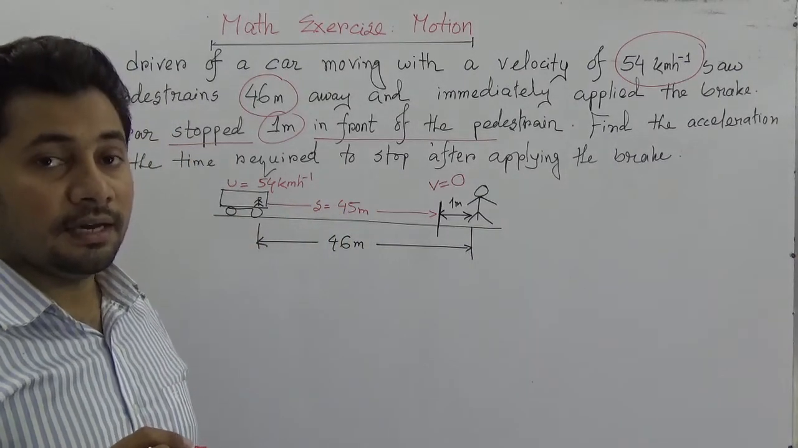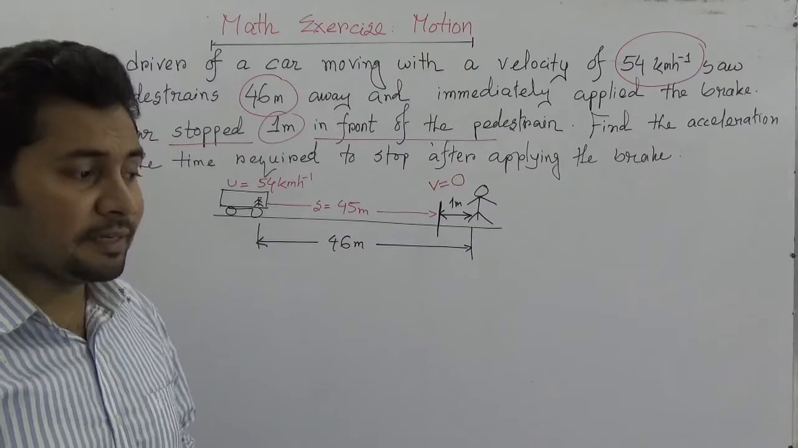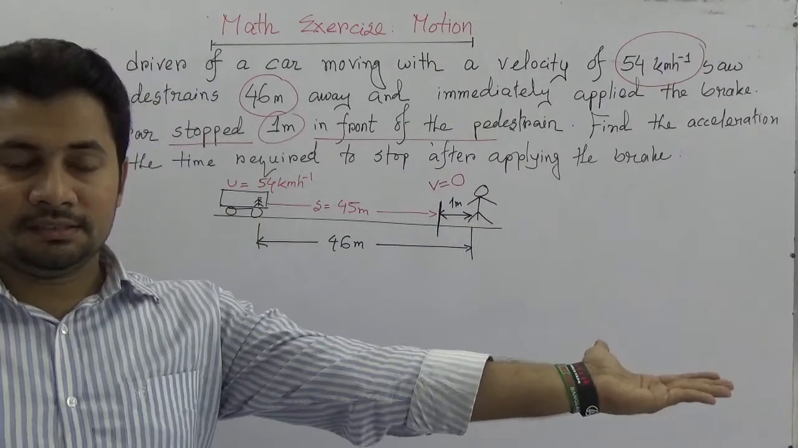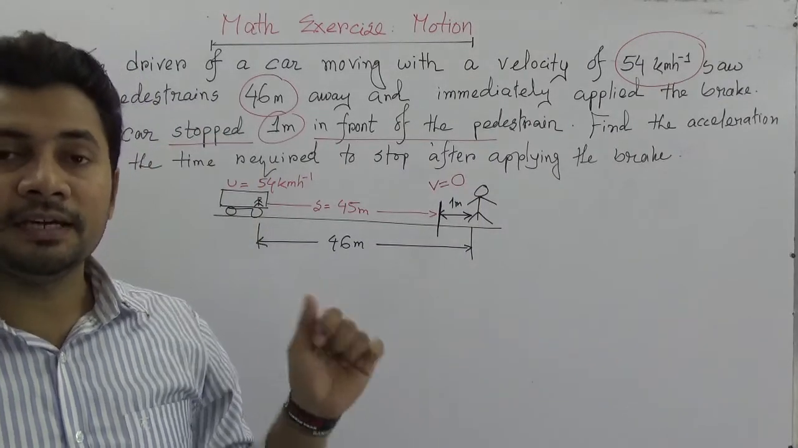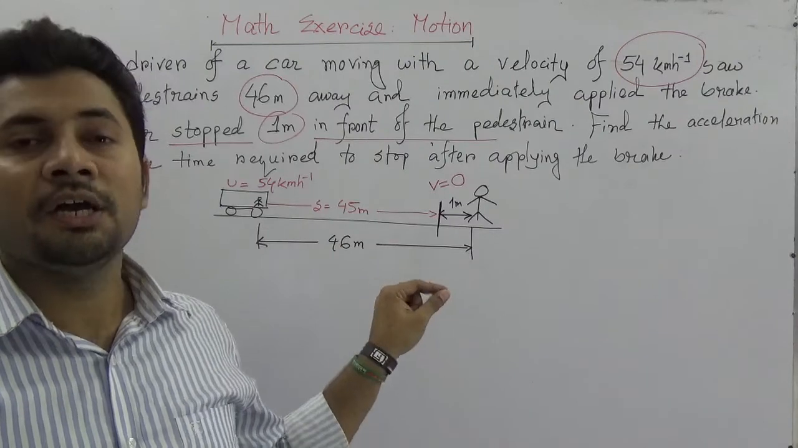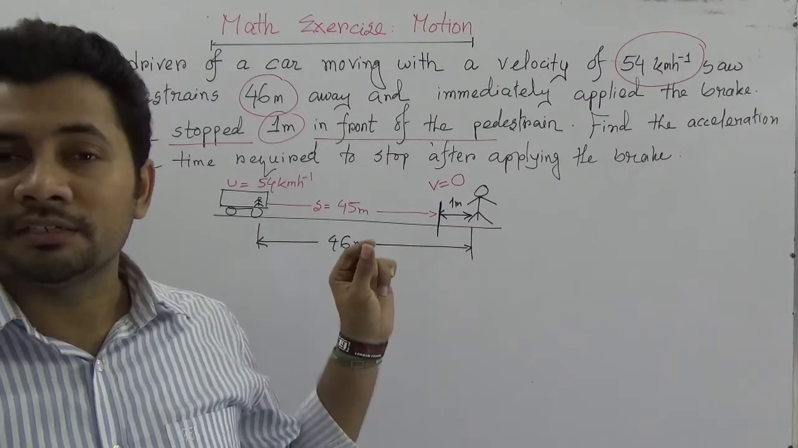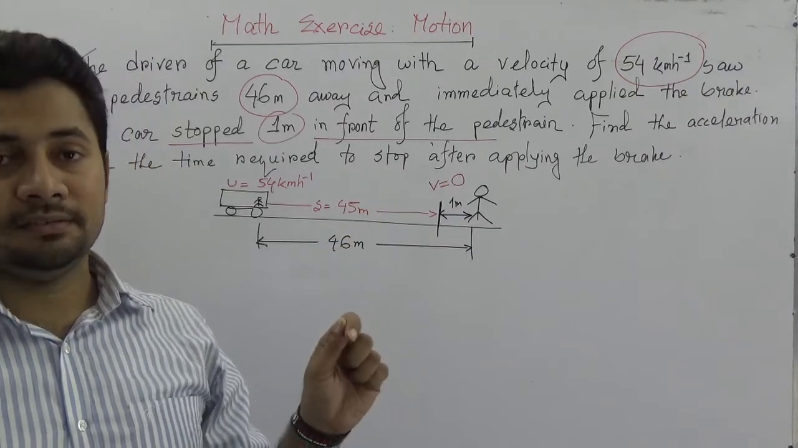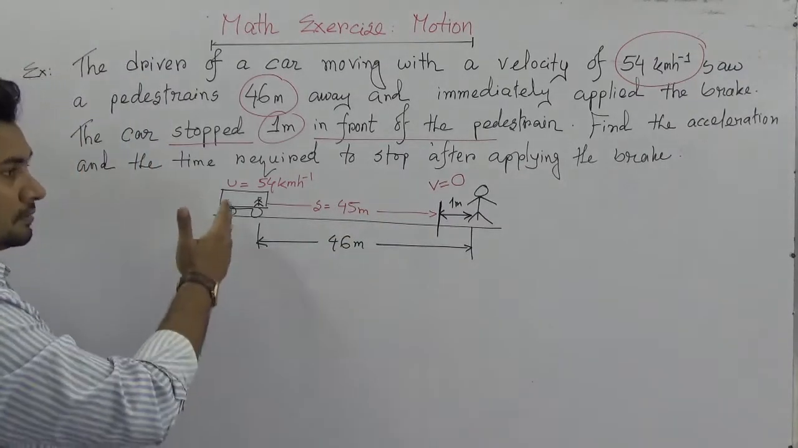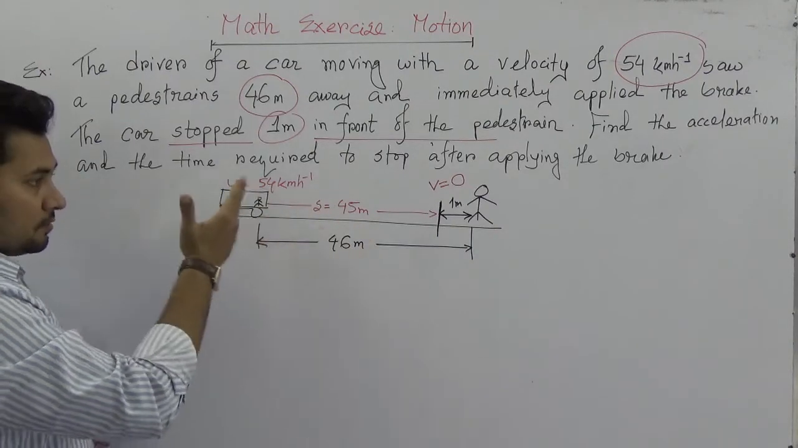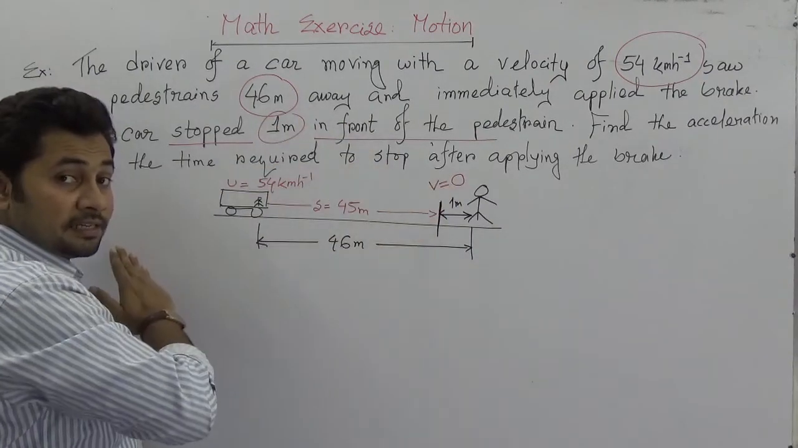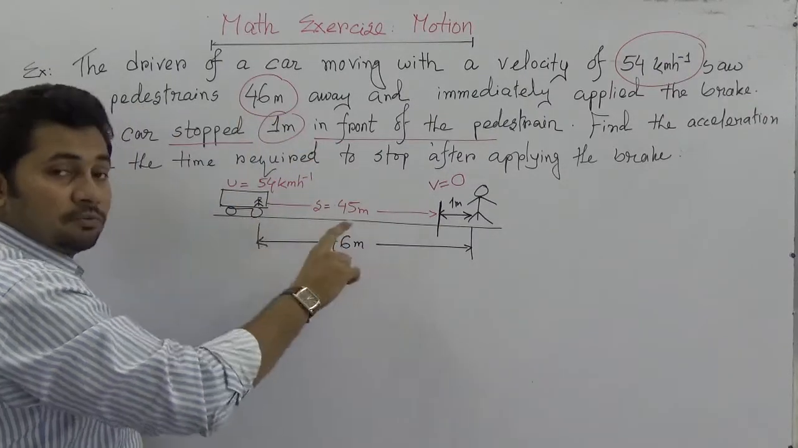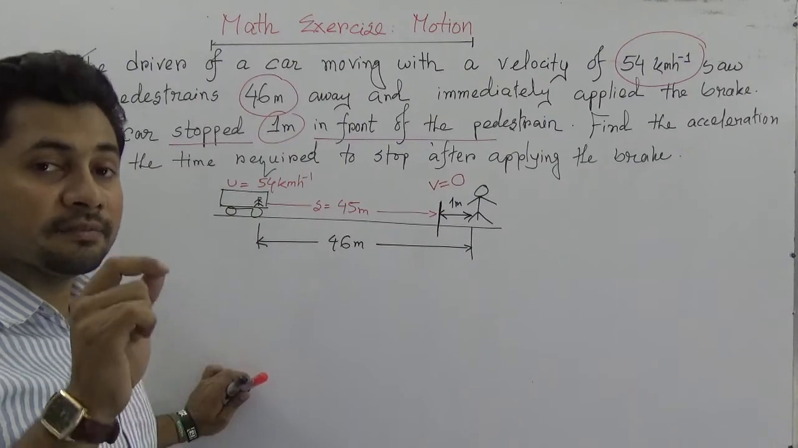Definitely, very simply we can say that the car applied the brakes, so the velocity will decrease with time, and that's why it would be deceleration, or retardation, or negative acceleration. So the value of a would be negative here. So this is the scenario. He saw a pedestrian 46 meters ahead and then stopped 1 meter ahead, so the actual displacement is 45 meters.